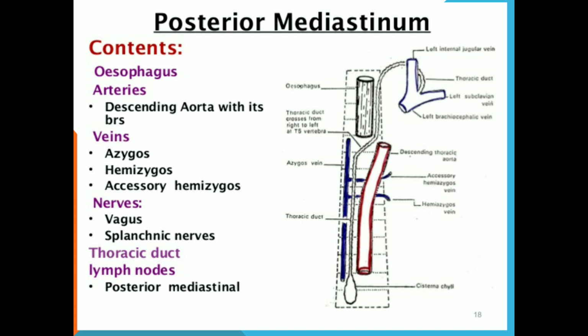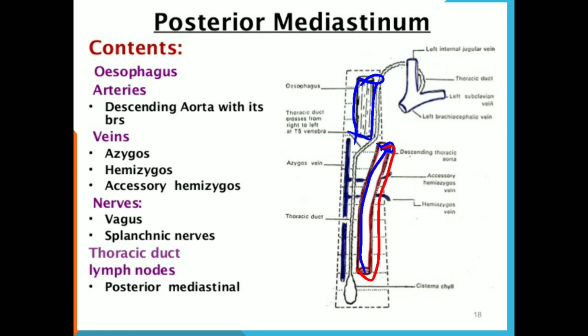Okay, we look into the contents of the posterior mediastinum. What does the posterior mediastinum consist of? First it will be the esophagus. You can see this diagram. This is the esophagus. Then you see the artery. The arch of aorta continues further as the descending thoracic aorta. So draw the descending thoracic aorta.